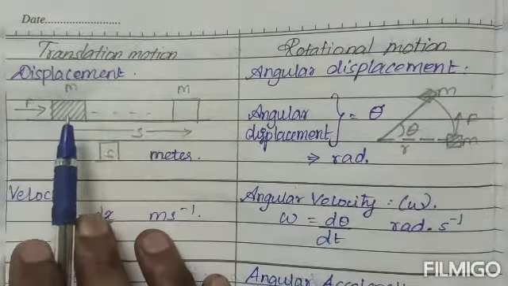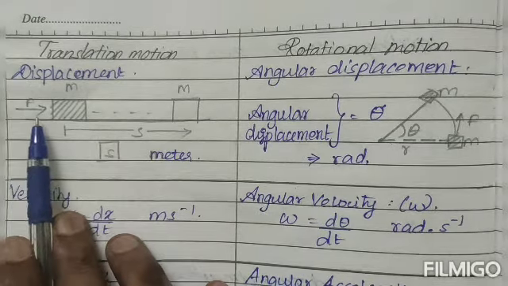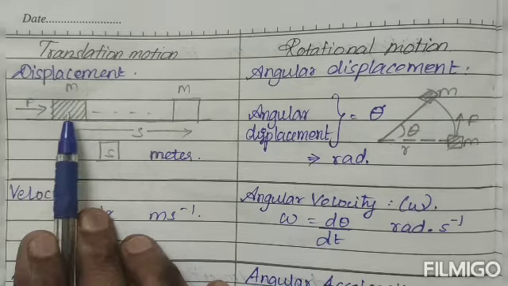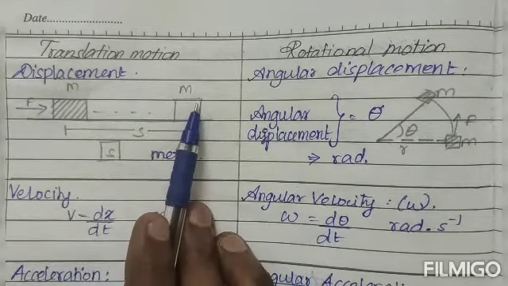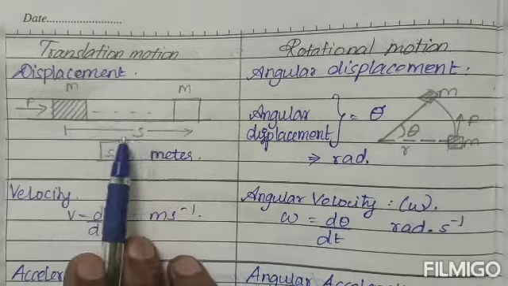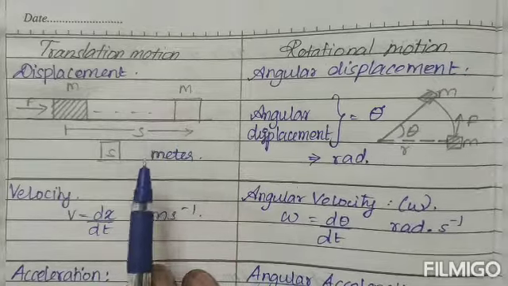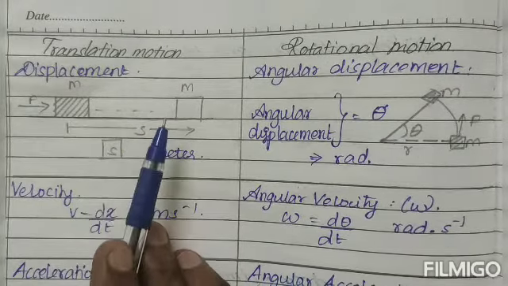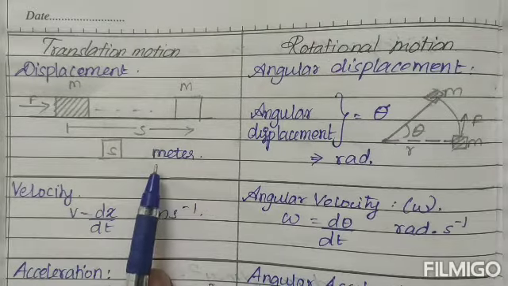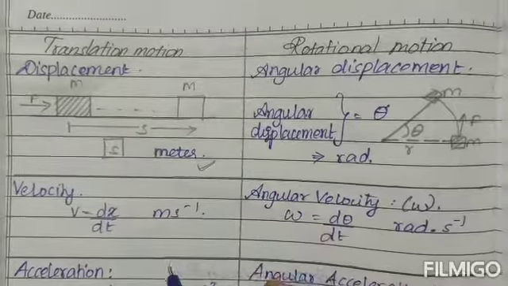For example, let us take one object. This mass is m. Now I apply a force on this mass, so this mass is displaced from this position to here. The distance displaced is S. It is traveling in a straight line, so that is translation motion. The displacement SI unit is meter.